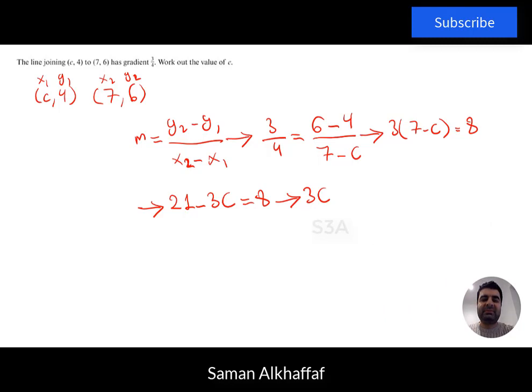So 21, so keep, and we also add in this scenario the 8 taken away from 21, so that will give us 13. So in this scenario, we would have the answer being 3c equals 13, so c is 13 over 3, and this is our answer for this question.